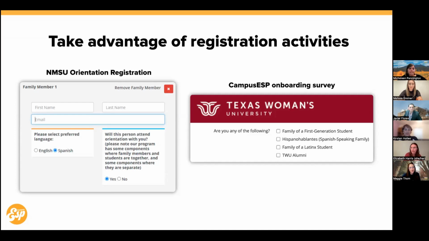And then, of course, within Campus ESP, whenever there is that onboarding experience, there is the opportunity to ask if they are a Spanish-speaking family, and then for those families to be added to a specific community, or for those that aren't familiar with the community language in Campus ESP, that just means how a communication is targeted so that they can receive content in their language.